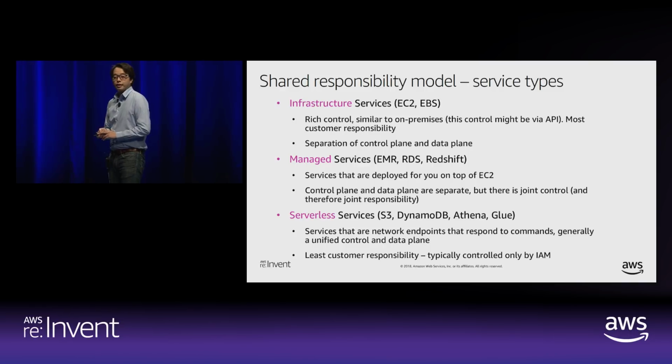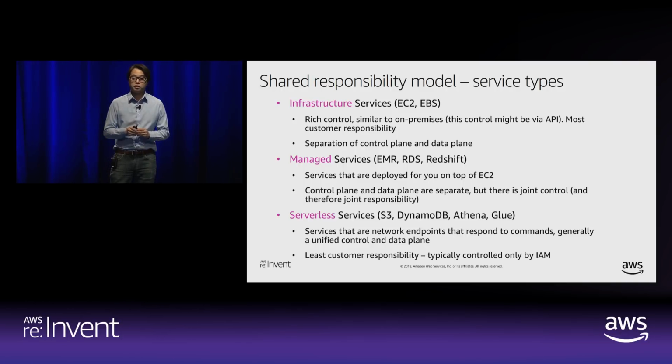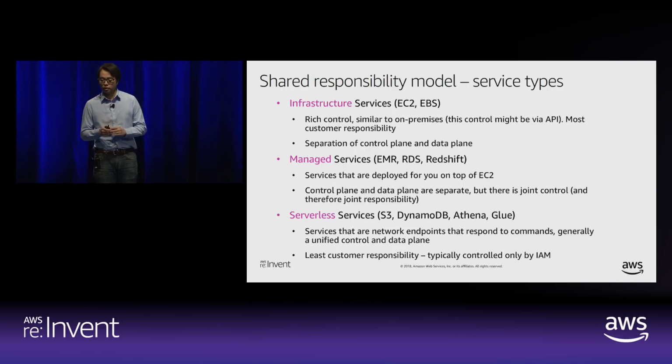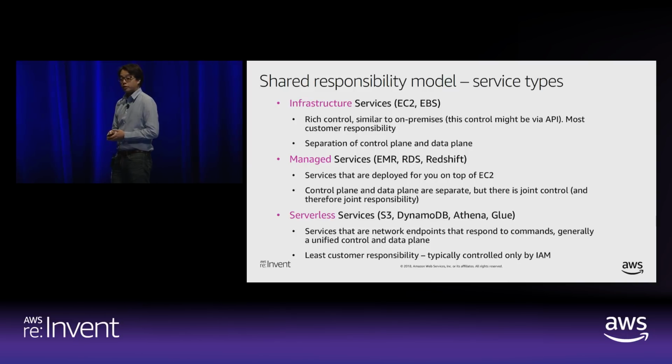So for example, EC2 and EBS, right? You, as the customer, are fully responsible for what happens within your EC2 instance and on your EBS volumes. The control plane is really fully separated from the data plane. In contrast, serverless services such as Athena or S3, the control plane and the data plane are unified. There's a single endpoint that you talk to, and you really only have, say, IAM policies that you have to worry about when you're securing it.